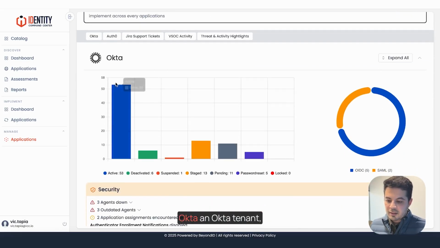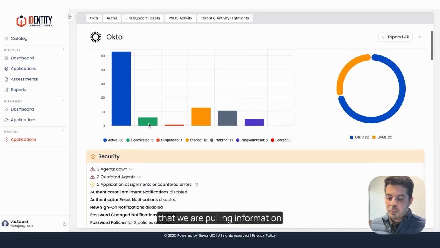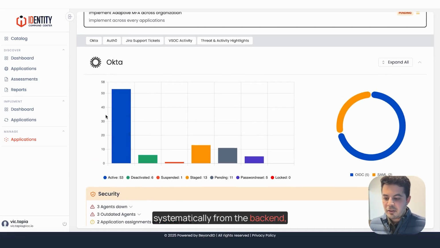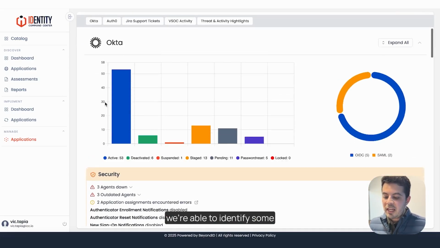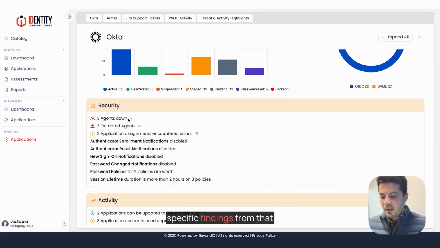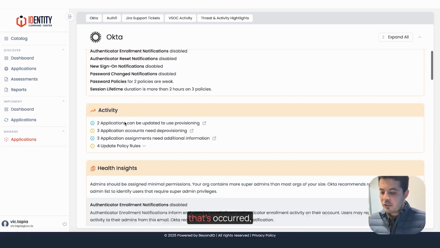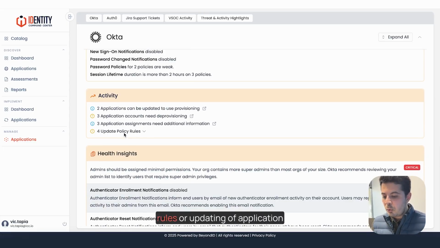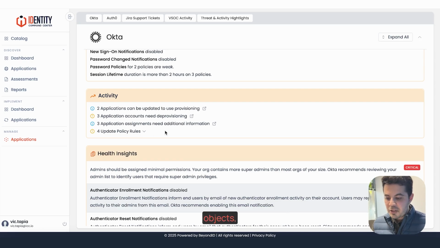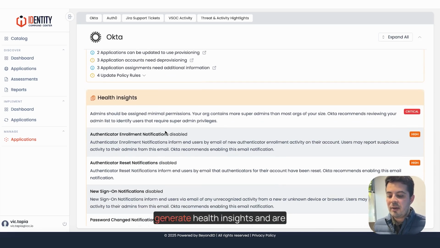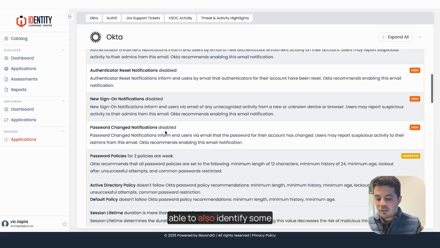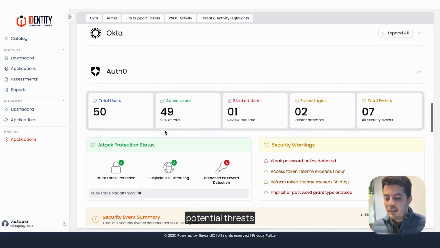But here we can see an Okta tenant that we are pulling information from systematically in the backend, leveraging APIs, and we're able to identify some specific findings from that specific tenant. Whether it's agents that are down, outdated agents, or some specific activity that's occurred, whether it's updating of policy rules or updating of application objects, we're also able to generate health insights and identify some potential threats that are there.